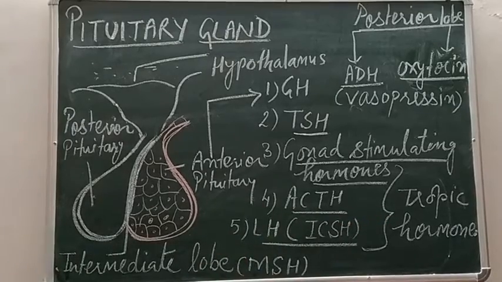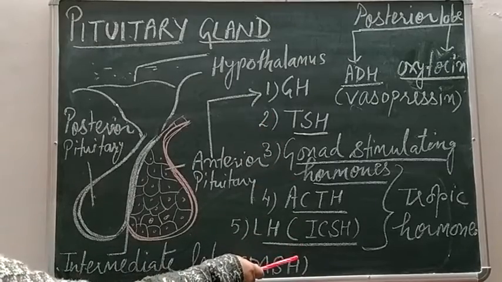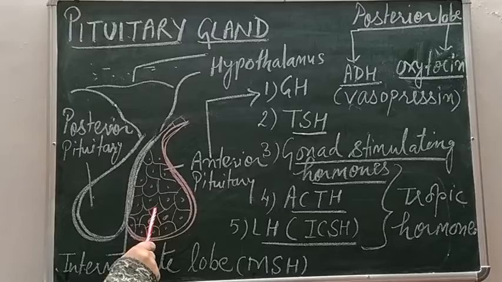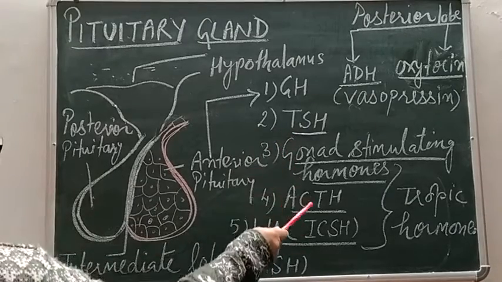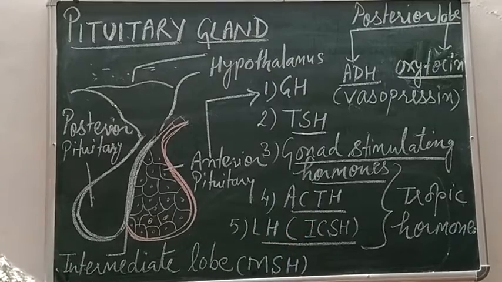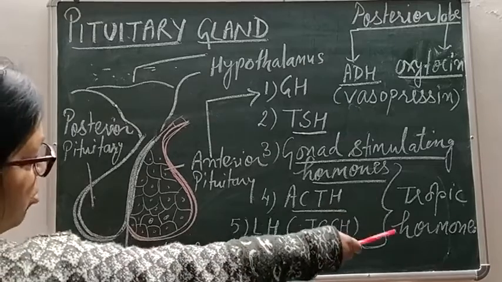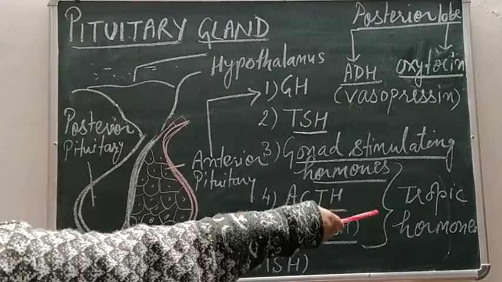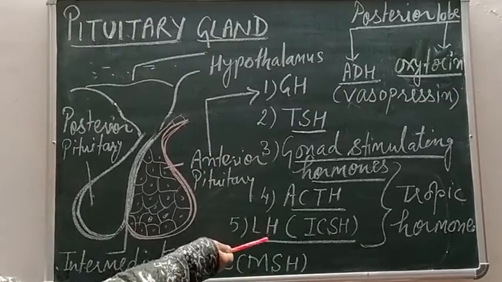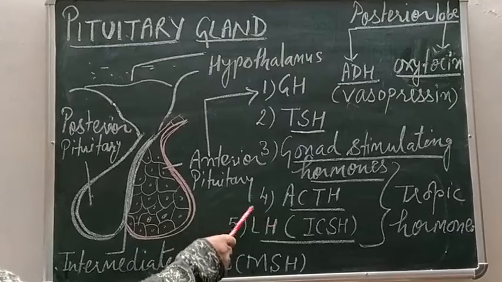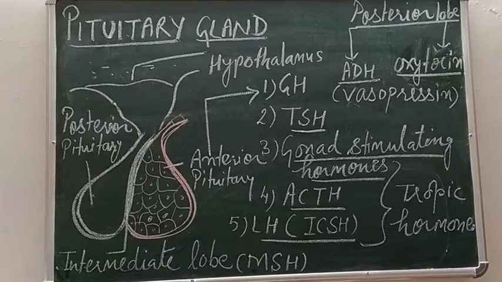Why are they called tropic hormones? Actually, these tropic hormones are secreted by the anterior lobe of the pituitary, but they will be stimulating or controlling other endocrine glands. Because they stimulate other endocrine glands to secrete their secretion, they are called tropic hormones. This is mostly asked in the examination: what are tropic hormones. So tropic hormones are hormones which stimulate other endocrine glands to secrete their hormones.